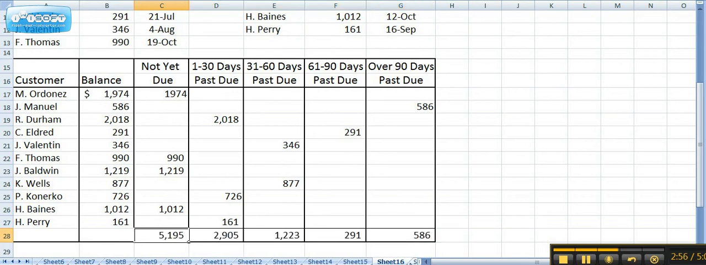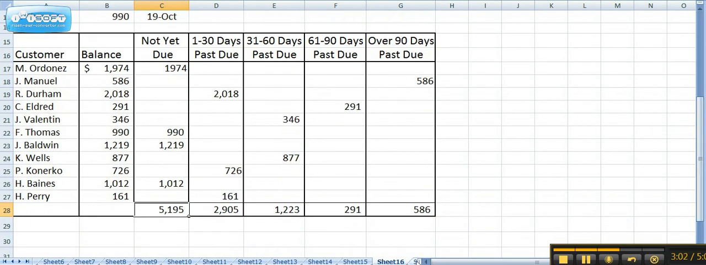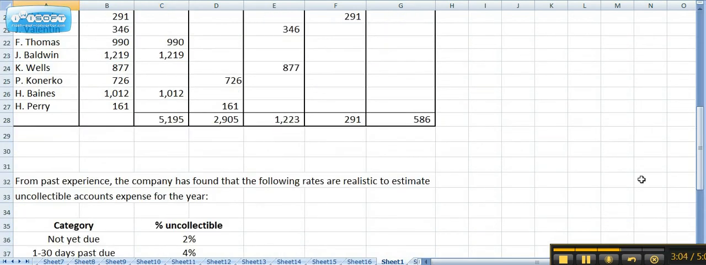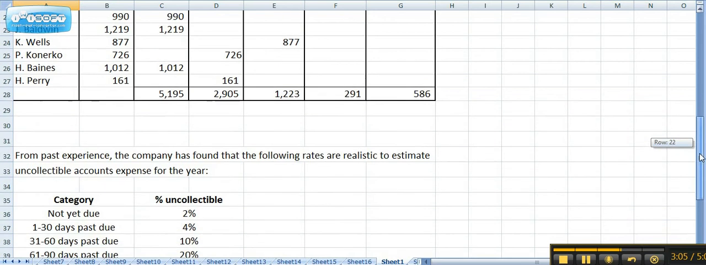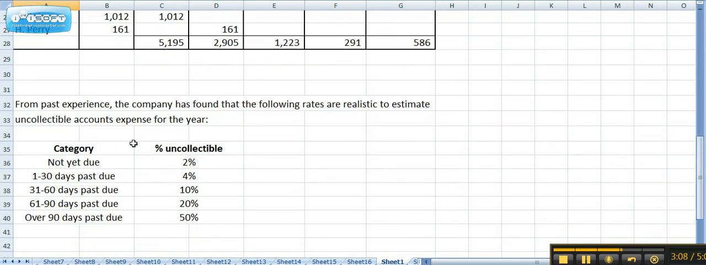Then we need to total up the columns. After we total up the columns, then we're going to be looking at the percentages to apply. So for every category, management is going to be assigning a percentage that we don't think we're going to collect. And you see those not yet due, we think we're going to collect most of them, but the longer they're overdue, the higher the percentages that we don't think we're going to collect.